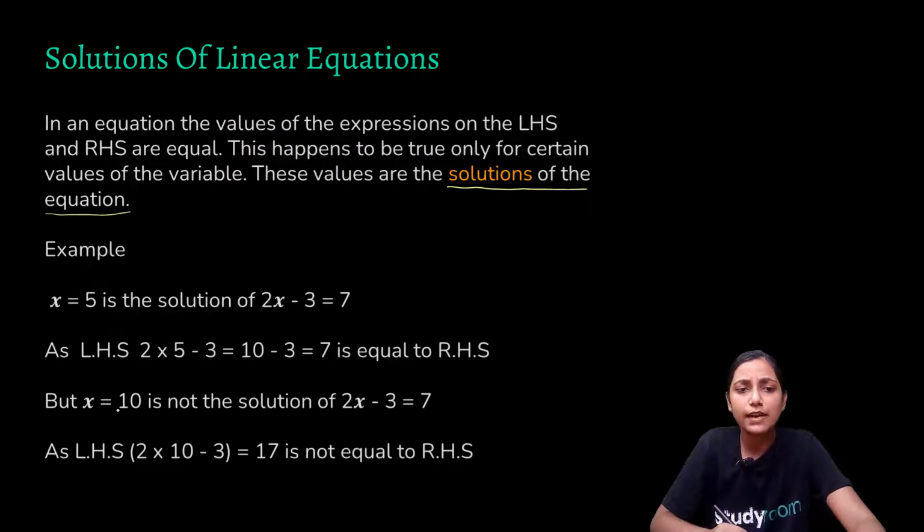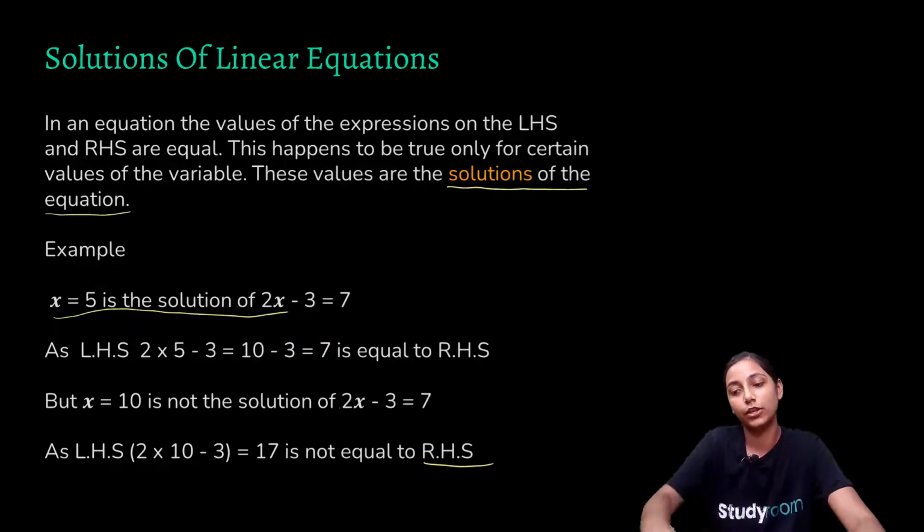But just take for an example, if we take x as 10 and not 5, then is the value of 2x minus 3 going to be 7? No. Let's just check. The left hand side will be equal to 2 into 10, because now x is 10. 2 into 10 is 20, minus 3, that is not equal to 7, but it is equal to 17, and this is not equal to the right hand side. So we say that x equals 10 is not the solution of this equation, while x equals 5 is the solution of this equation.